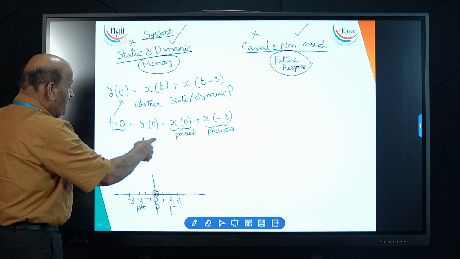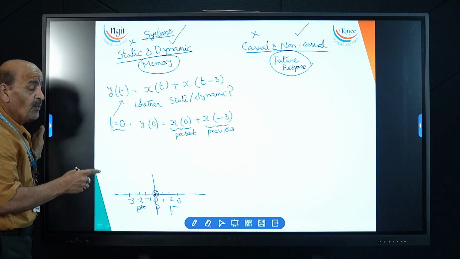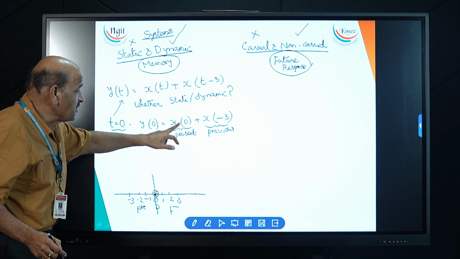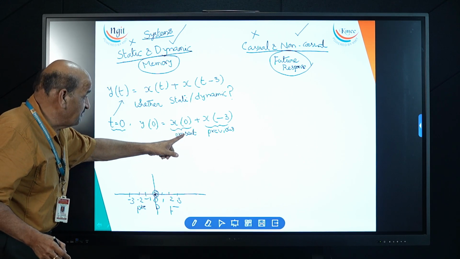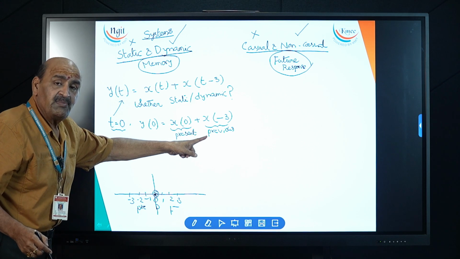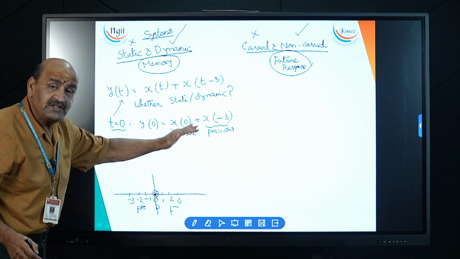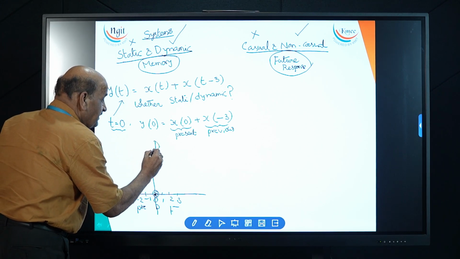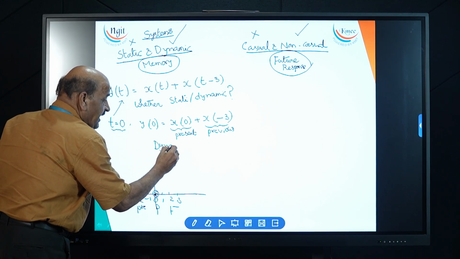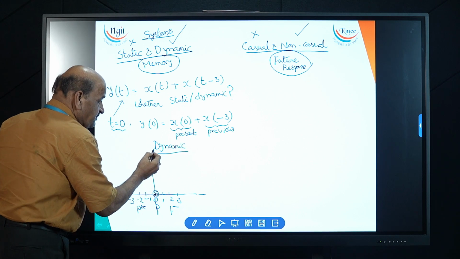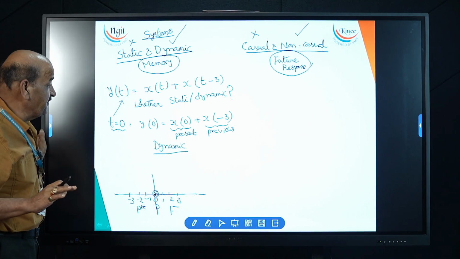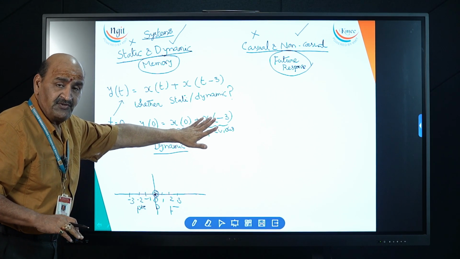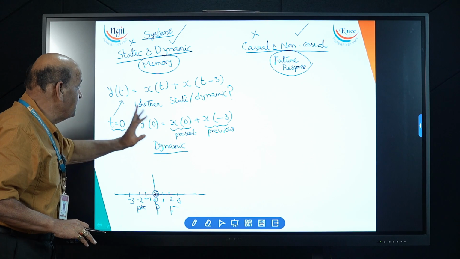Now the student has to write this. The system is based not only upon the present response, but also depends upon the previous responses. That's why the system is called a dynamic system. So a dynamic system means a system that responds not only to the present one, but also to the previous responses. That is called a dynamic system.